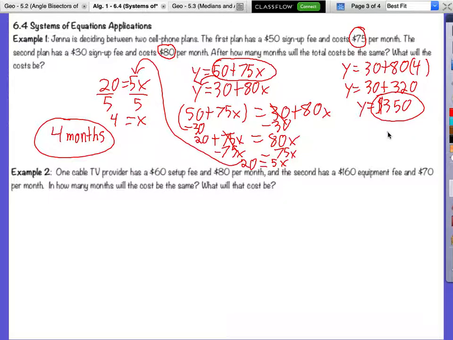Okay, how many equations are we going to have? 2. How do we know we're going to have 2 equations? There's 2 different cable providers, right? We're comparing 2 providers. They're both dealing with cable, but they're 2 different providers. Also, how many equations have we been working on in this chapter? 2. So that might be a hint that we need 2 equations.